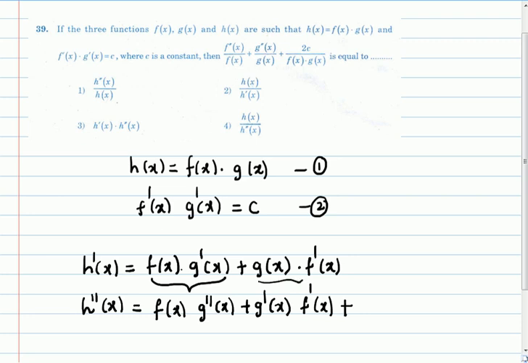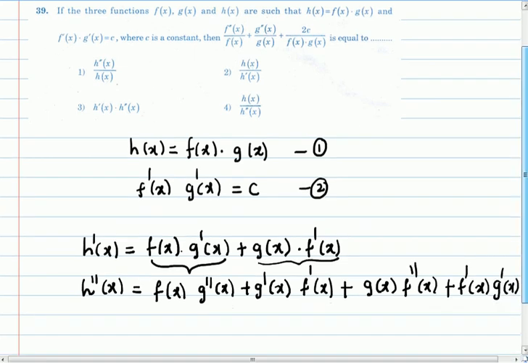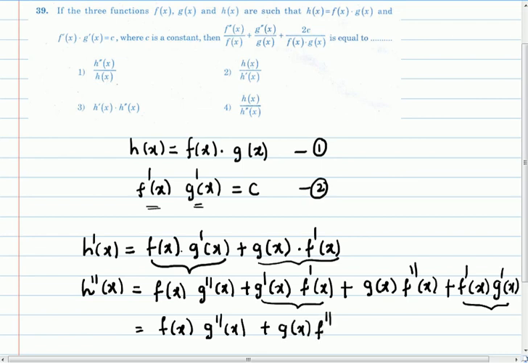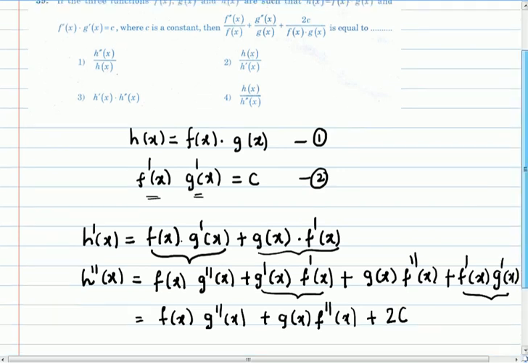Now for the second part, in this differentiation, g of x as it is, f double dash of x, f dash of x as it is, g dash of x. If you recall from the given condition, it is given that f dash of x and g dash of x together is c. So there are two such cases. Here it is f dash of x into g dash of x. So what you can observe is f of x into g double dash of x plus g of x into f double dash of x. So as it is, c is added 2 times, hence it is 2c.